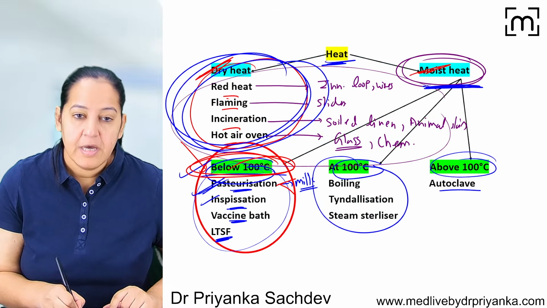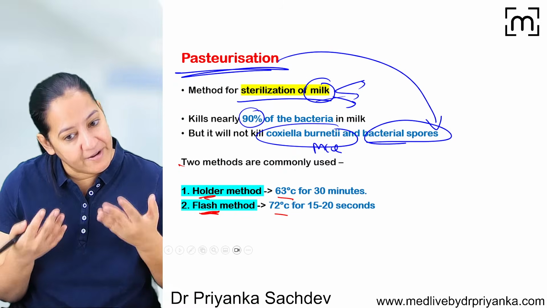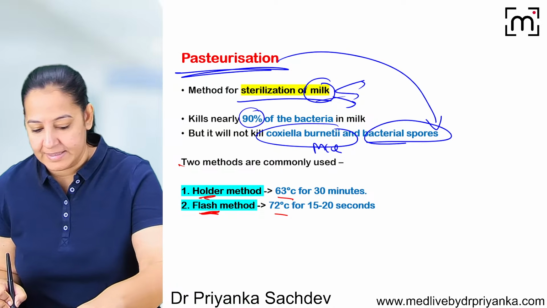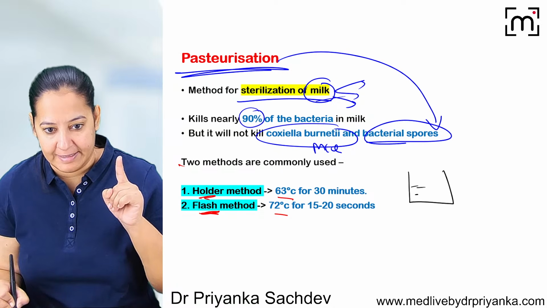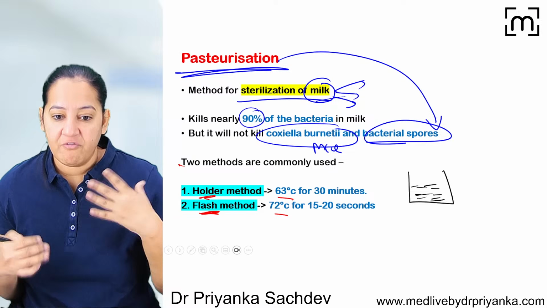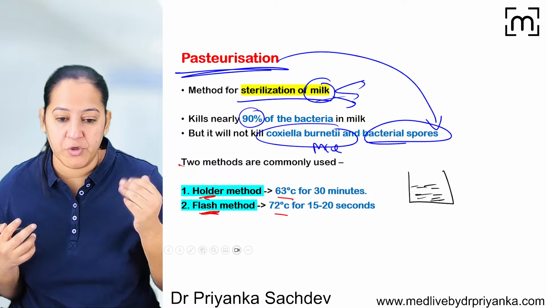Are you getting my point? So what are the two methods? Holder and flash. In the holder method, assume I have milk in a container. I want to sterilize it, I want to pasteurize it.